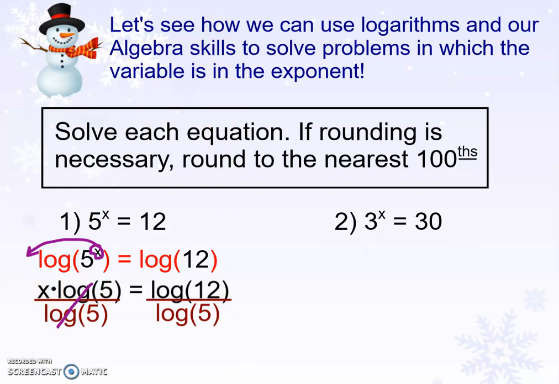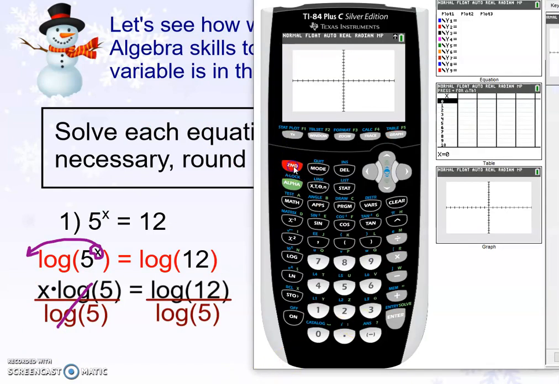Now let's go to our calculator and see how we type this in. In my calculator, I'm going to type the common log of 12. Now this is really important. I have to remember to close off that parenthesis, so I close the parenthesis, and I divide by the common log of 5. And that gets me that answer. So it turns out x is about 1.54.